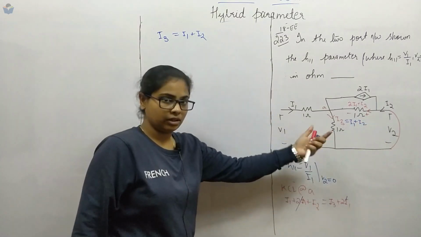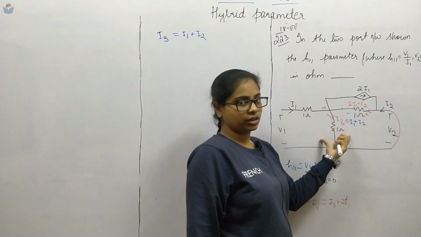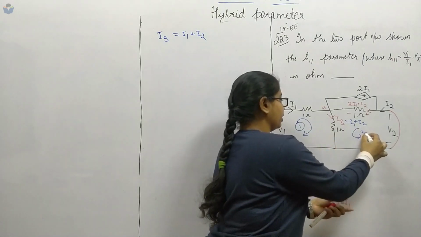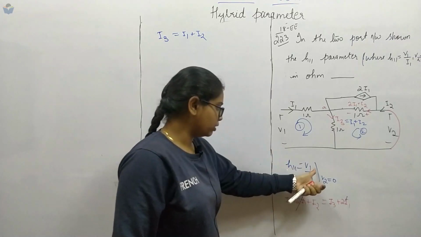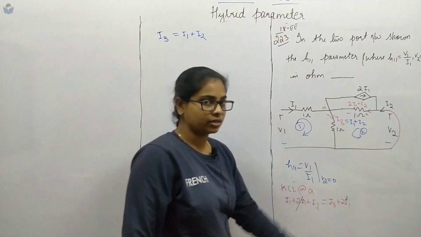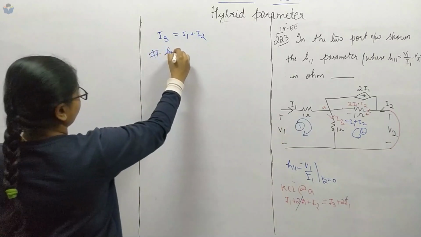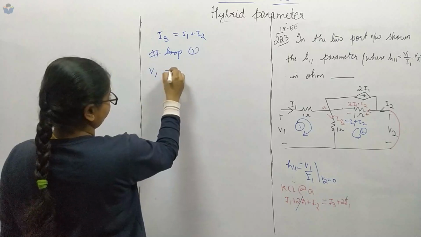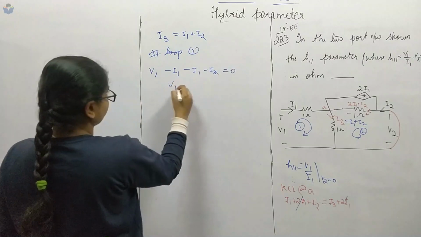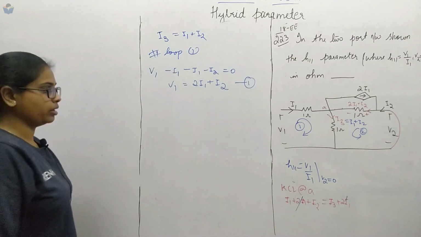From here we have two methods to solve. One, we can use source transformation, or we can go with our traditional method, right? The traditional method is applying KVL in loop 1 and applying KVL in loop 2. Ultimately we have to get the V1 and I1 ratio to find the H11 parameter. So now we will go with the traditional method, which is the best thing to do. Applying KVL in loop 1, what we will get? Plus V1 minus I1, then minus I1 minus I2 equal to 0. So V1 is equal to 2I1 plus I2. I will take this as equation number 1.